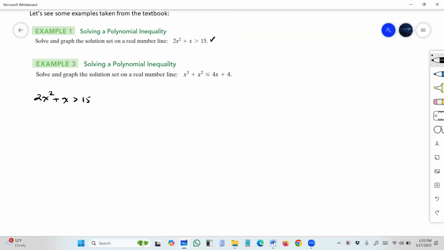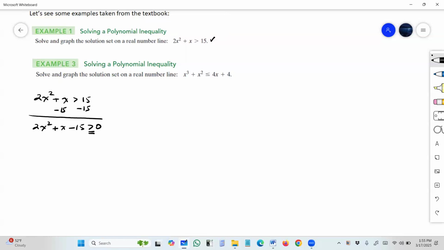So I can't have this 15 on the right side. So I need to subtract 15 on both sides. And this would be my starting point. So 2x squared plus x minus 15 greater than 0. So the 2x squared plus x minus 15 is my polynomial. And here's the inequality that I'm trying to check.